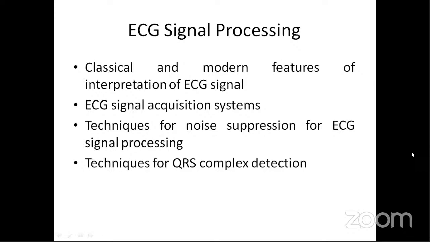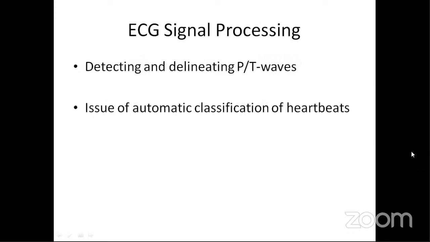What are the steps you have to follow? The first one is the classical model features of interpretation of ECG signal that you should know. Second, you have to know about the ECG signal acquisition system. Third is techniques for noise suppression for ECG signal processing. Fourth, techniques for QRS complex detection. Fifth, detecting and delineating P or T waves. And next is the issue of automatic classification of heartbeats.